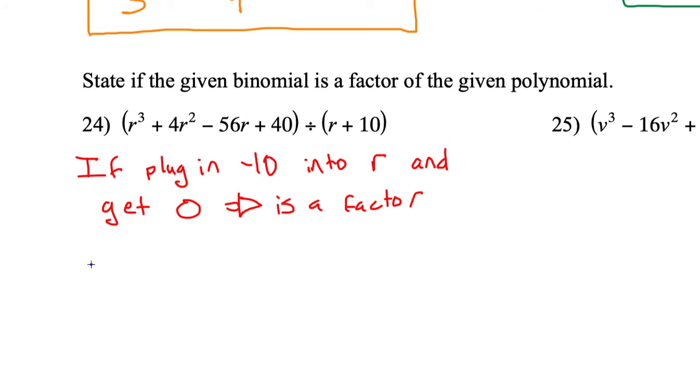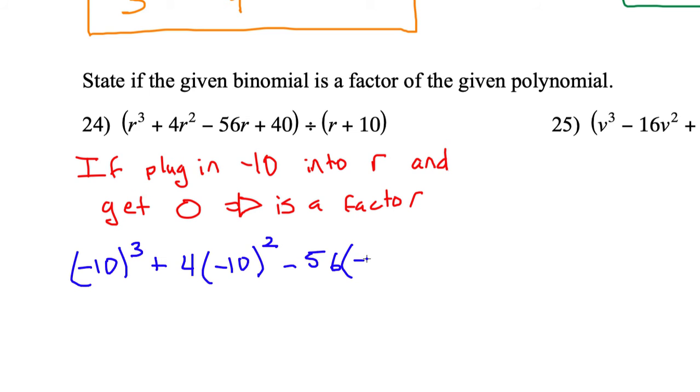I'm plugging in -10. So I have -10 quantity cubed plus 4 times -10 quantity squared minus 56 times the quantity of -10 plus 40. I'm going to see if this is 0 or not. So -10 to the power of 3 is -1,000.